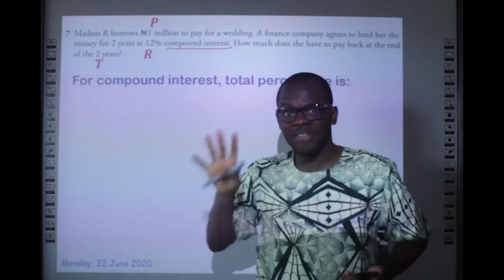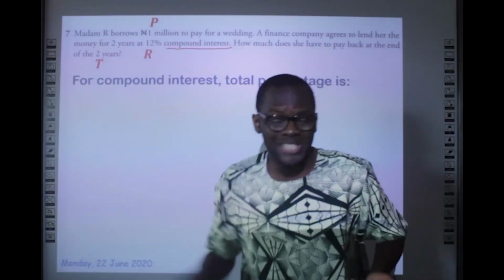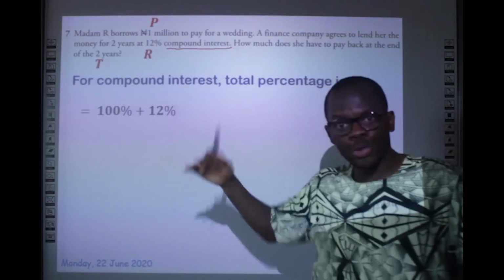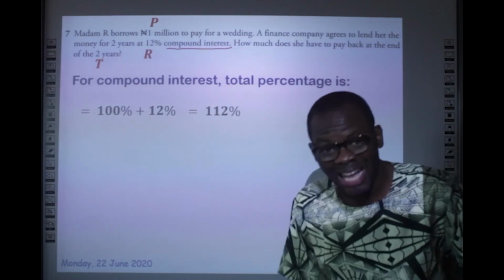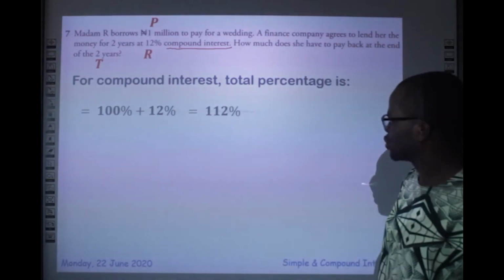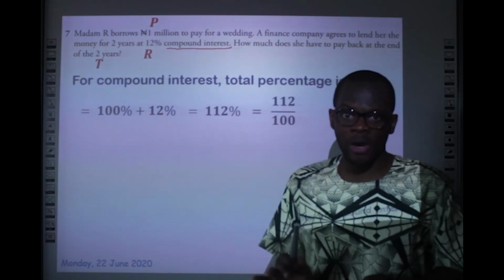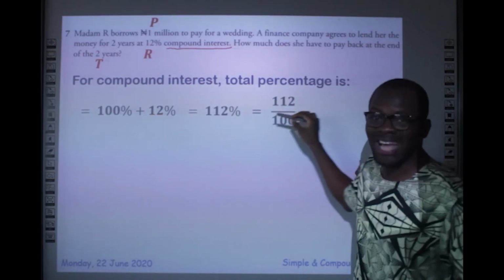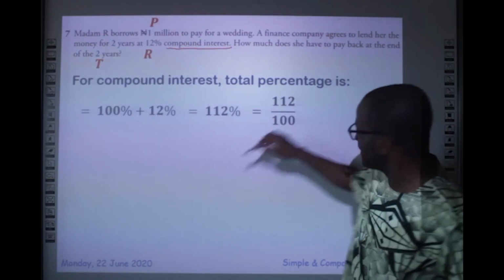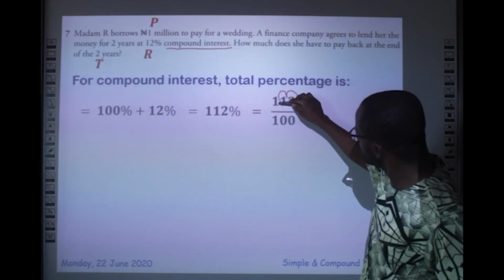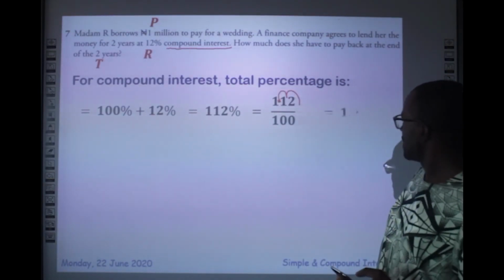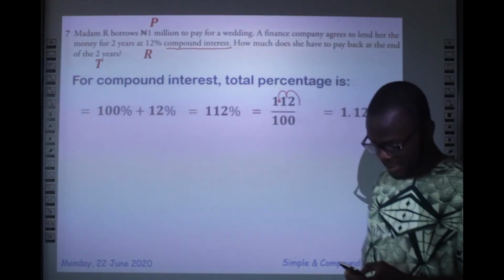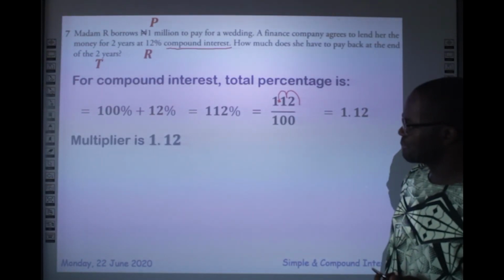So for the compound interest, first thing first, what will be the total percentage? You start with 100 plus the rate, which is 12%. So the total percentage here is 112%. 112% as a fraction is 112 over 100. 112 over 100 as a decimal. What is that? Remember, when you divide by 100, you're simply moving the decimal point 2 places to the left. 1, 2. And so as a decimal, you have 1.12, and that will be the multiplier for this question. So the multiplier is 1.12.